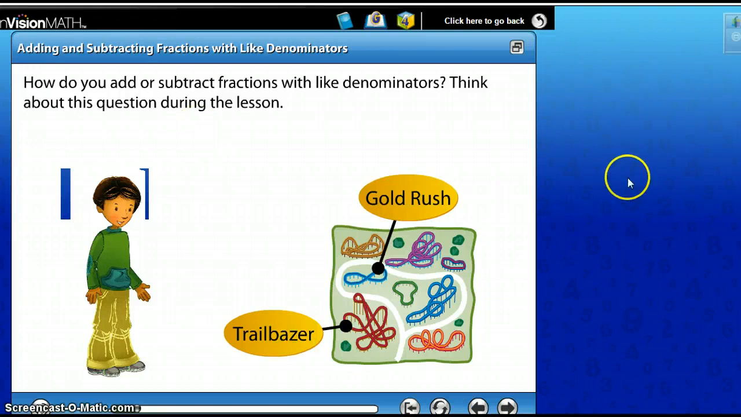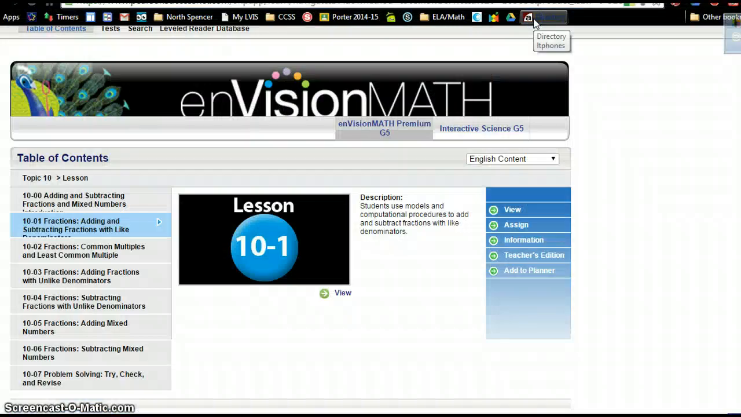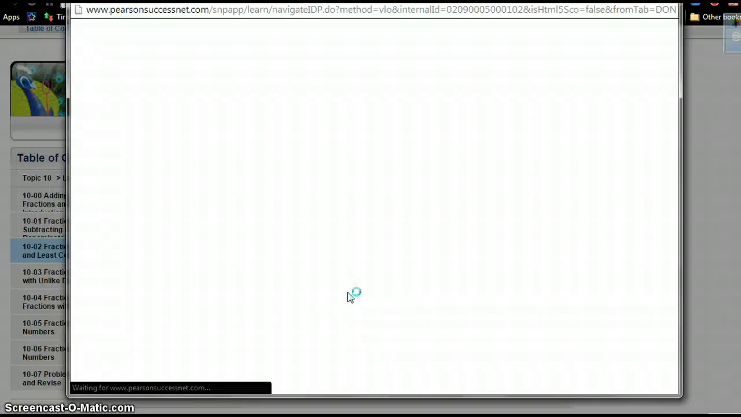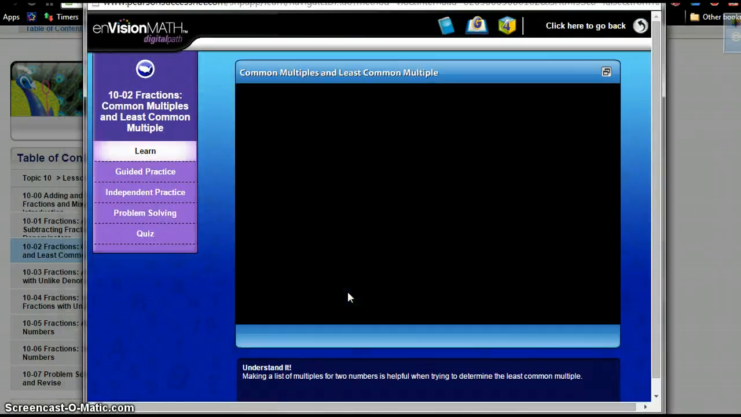And I'm going to just back it up here for a moment. I went to the wrong lesson. Let's try this again. We are on 2. We already know how to do that other one. Let's focus on the LCM.